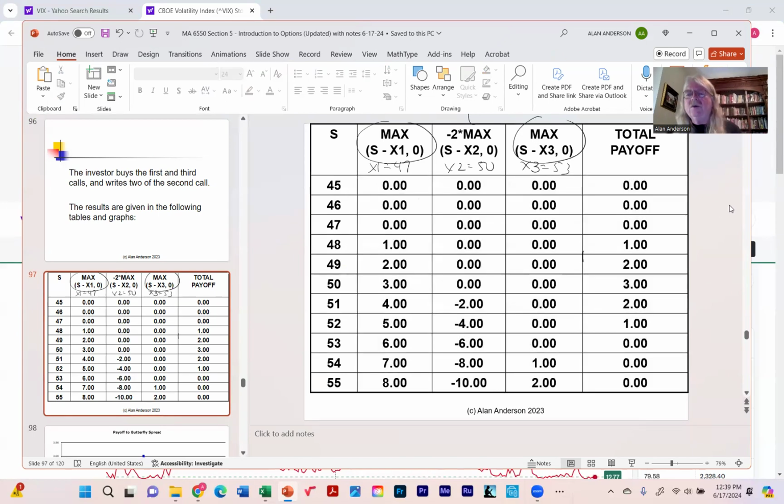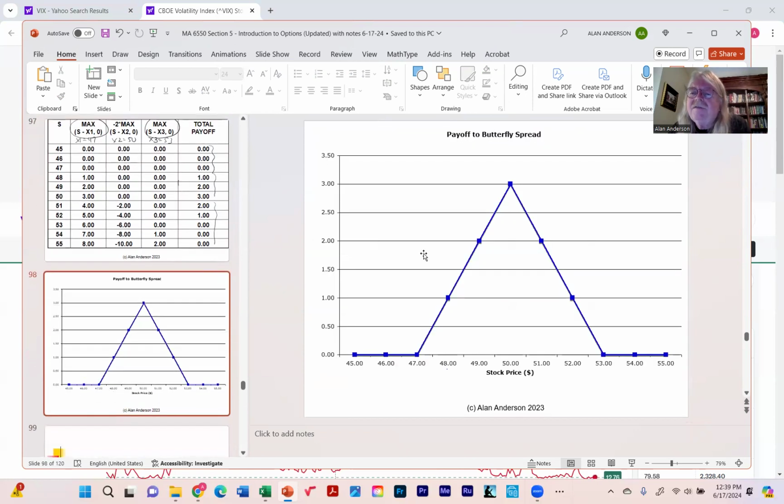Now here's an interesting twist. It goes from 0 up to 3 and then all the way back down to 0. What's going on here? Well, when you look at the graph, you'll say, that is very interesting. And if you notice, here's the low strike, here's the high strike, and here's the intermediate one.